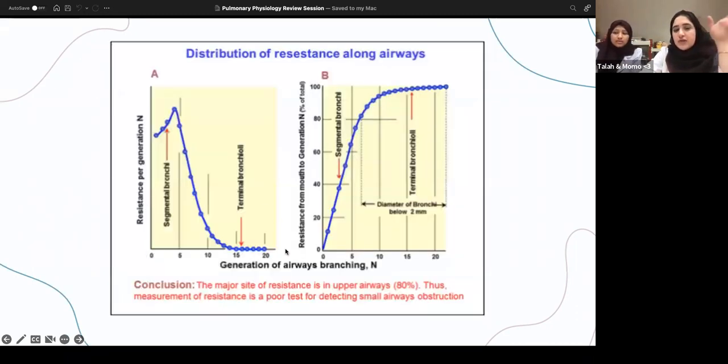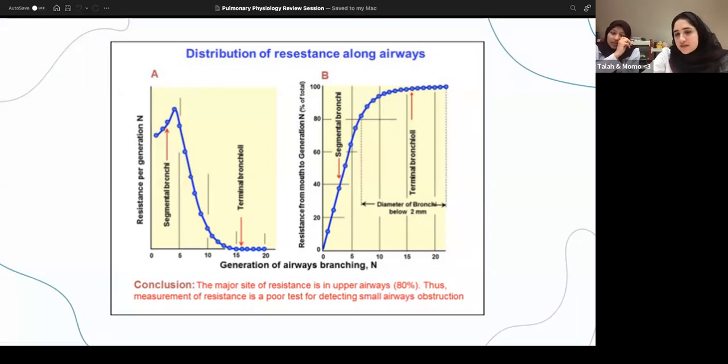And you know that basically measuring the resistance is not a very good diagnostic test if you want to check for small airway obstruction. So if we have cancers in the small airways, or any obstruction there, measuring the resistance would really not help us, because the resistance there is kind of non-existent. Okay, so that's the main concept out of this.